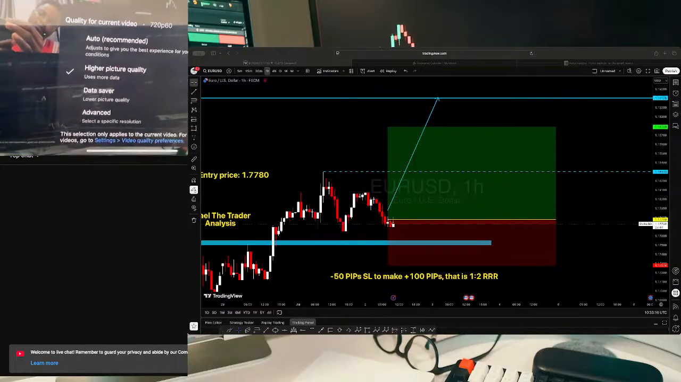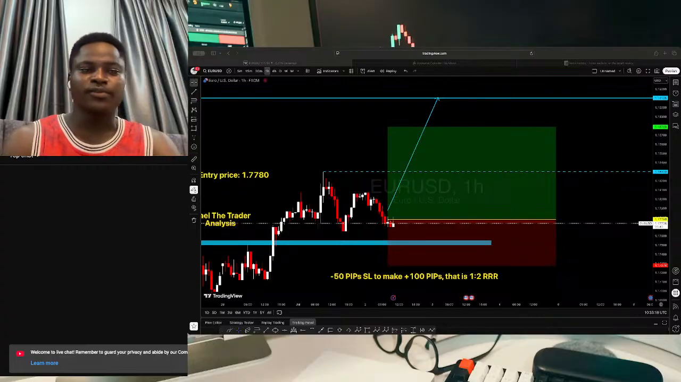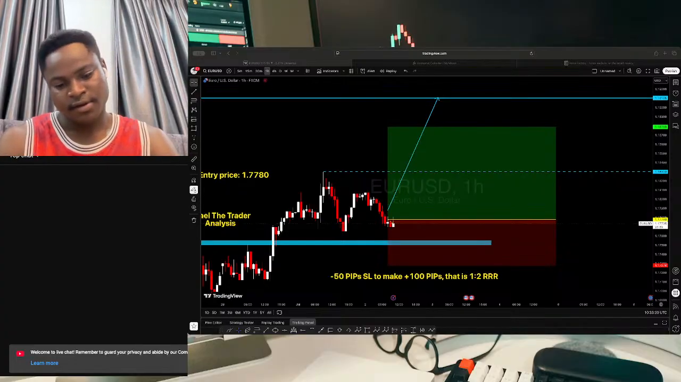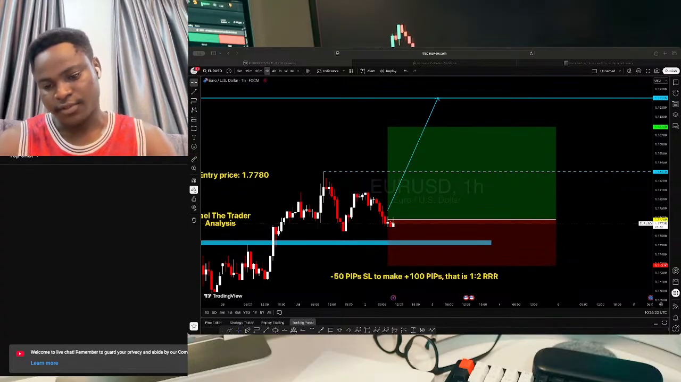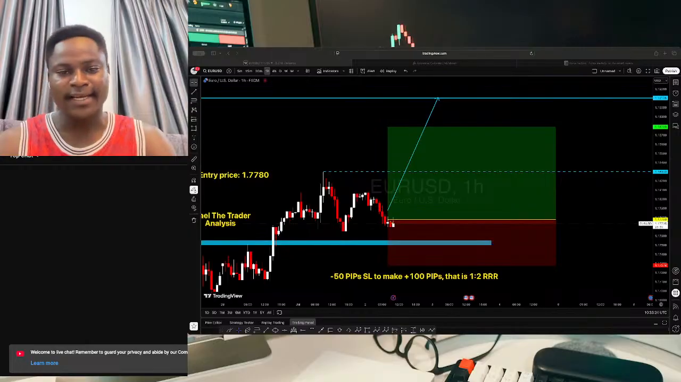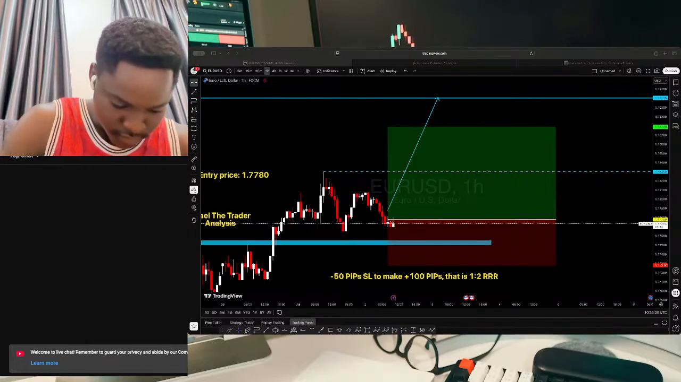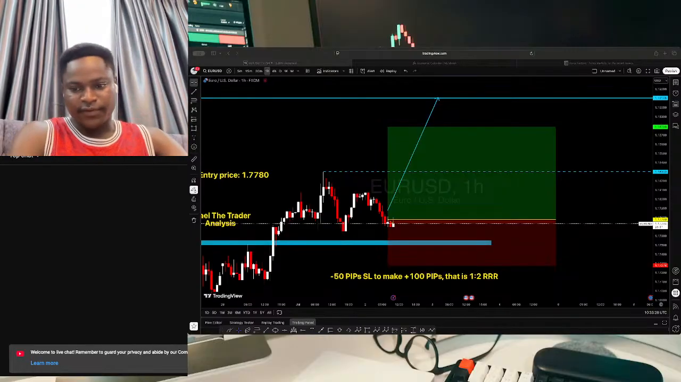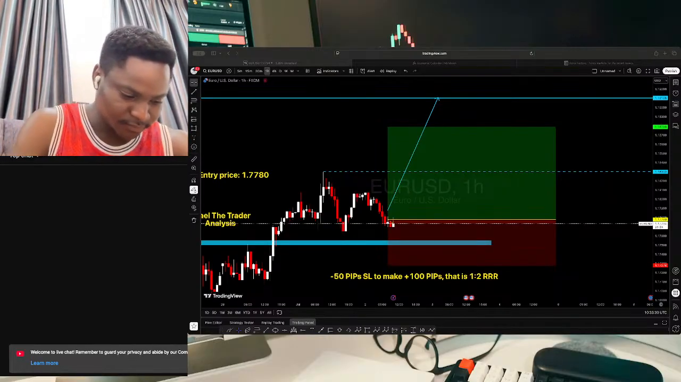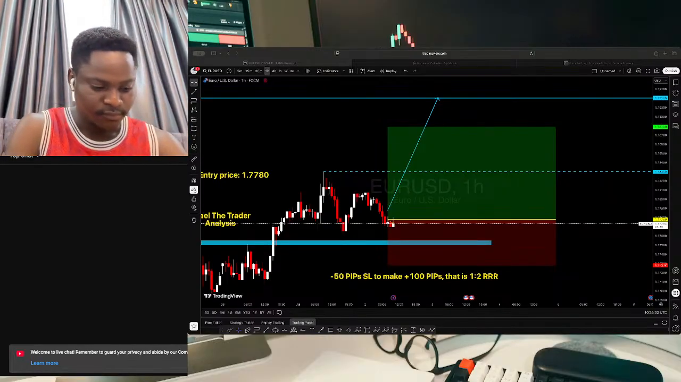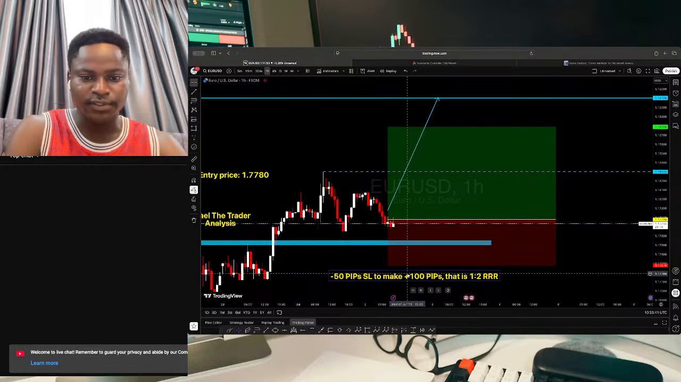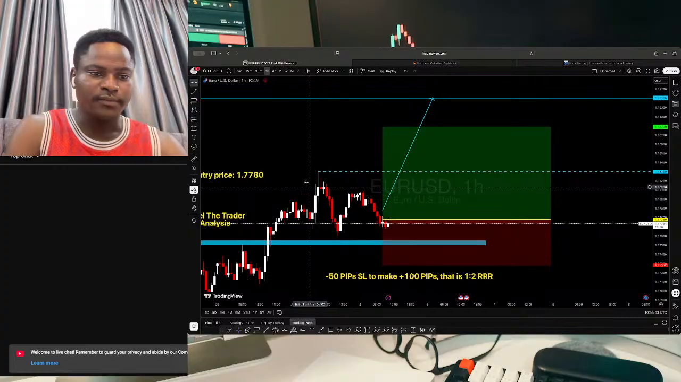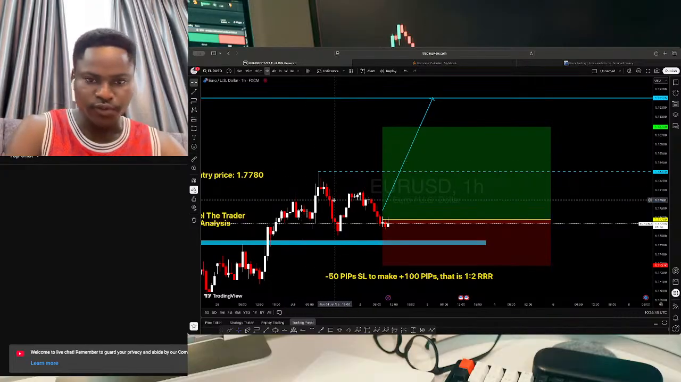You can see right there. You'll be able to see the video clearly, all the numbers and everything. So that's how you can actually get the high quality out of this and be seeing whatever we are going to be doing.